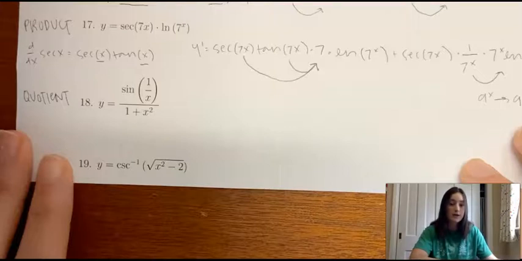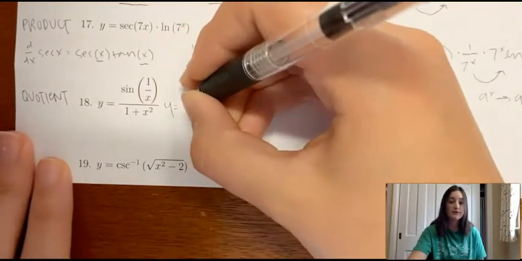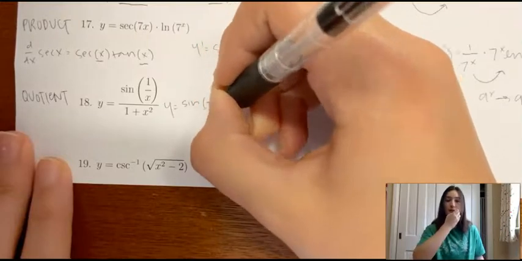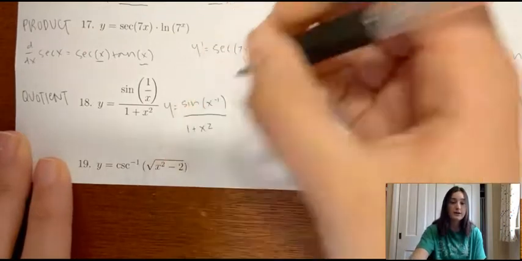The other time that I rewrite things, like I did a couple problems ago, is when I have a trig function with an exponent. I always move that exponent to the outside of it. So in that case, I had a tan cubed of x, and I rewrote that as tan x cubed. So those are the times I'm rewriting things. In this case, I'm going to rewrite the sine of 1 over x as sine of x to the negative 1. And everything on the bottom stays the same. I've got 1 plus x squared.